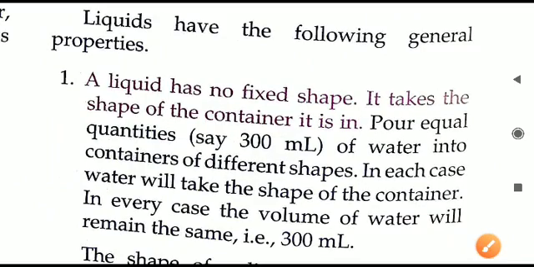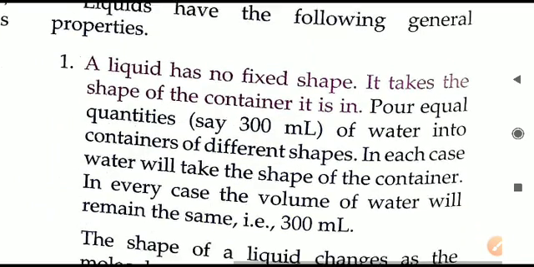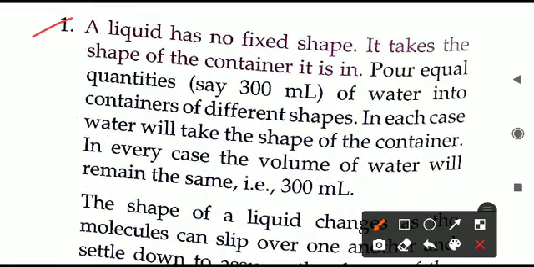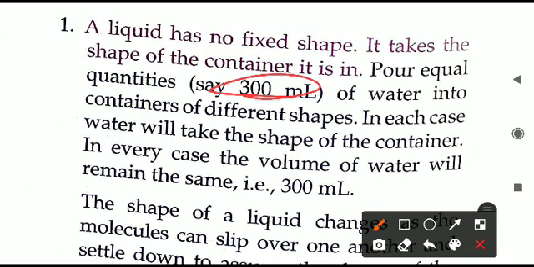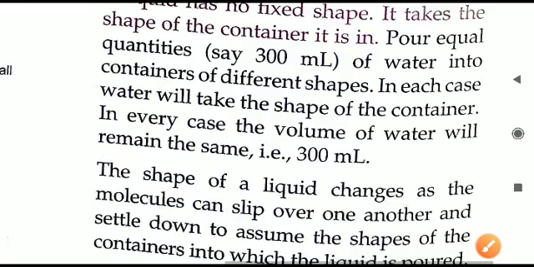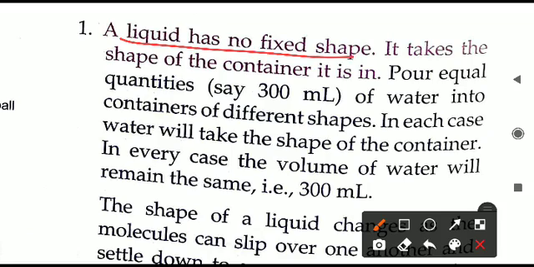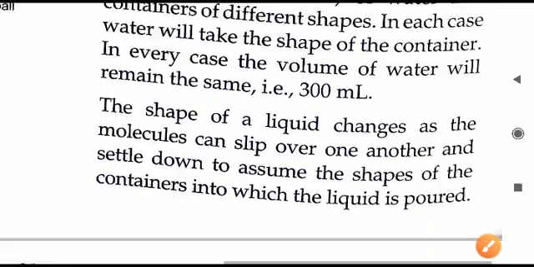Let us see the properties now point-wise. Because of the weak intermolecular force, we have point number 1, that is, a liquid has no fixed shape. It easily takes the shape of the container that it is put into. Suppose you take 300 ml of water and put it in containers of different shapes, then what will happen? The shape of the water will be the same as the container. It depends on the shape of the container that the water will attain. So we can say a liquid has no fixed shape. That is property number 1.